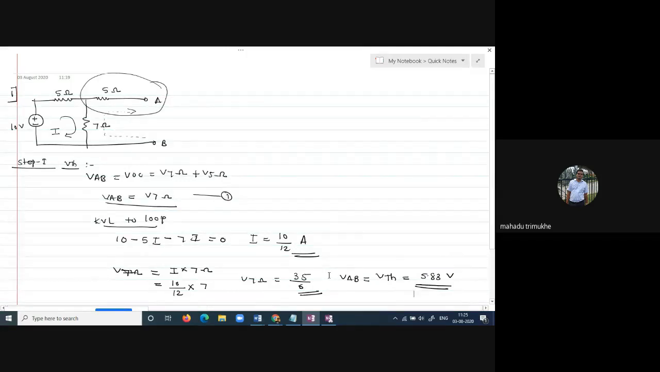Now, step number 2 is what? Can anybody tell me step number 2? Finding RTH. How do we find RTH? By turning off all sources. Here only one independent source is there, and we have to turn it off. The voltage source should be replaced by a short circuit.